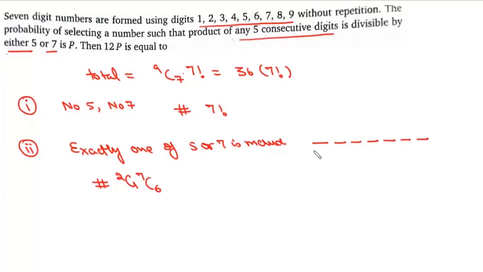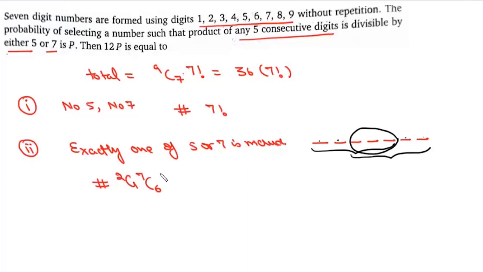Now if we take 5 consecutive, it'll be this from this side and it'll be this from the other side. Now if 5 or 7 appear in the middle 3, then in that case those numbers will be divisible by 5 or 7. Now we want the numbers which are not divisible by 5 or 7. So that means this 5 or 7 must occupy a place from these 4 places.